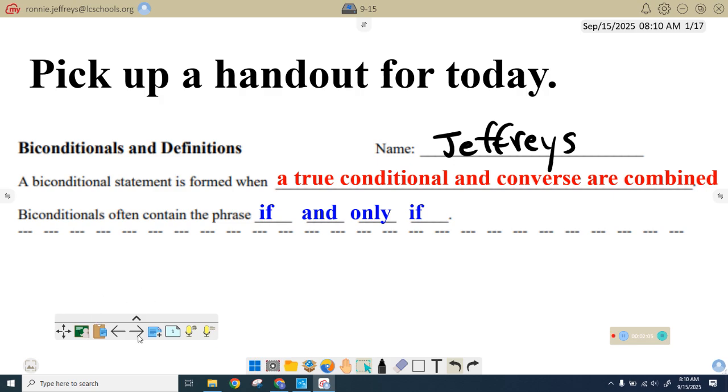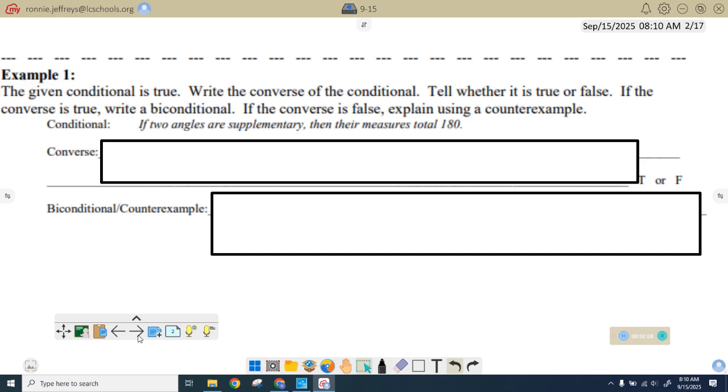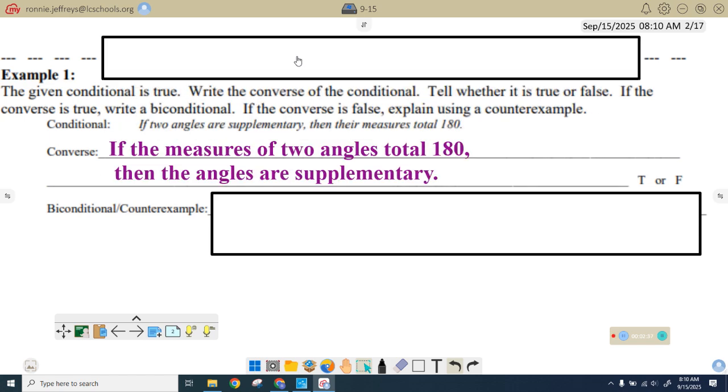All right. So, the given conditional is true. Write the converse of the conditional. Tell whether it's true or false. If the converse is true, write a biconditional. And if the converse is false, explain by a counterexample. It says if two angles are supplementary, then their measures are 180. So the converse of that, remember that's where you swap the if and then, says if the measures of two angles total 180, then the angles are supplementary.